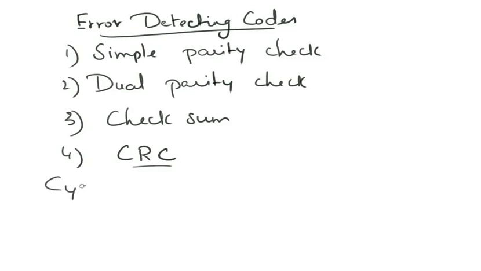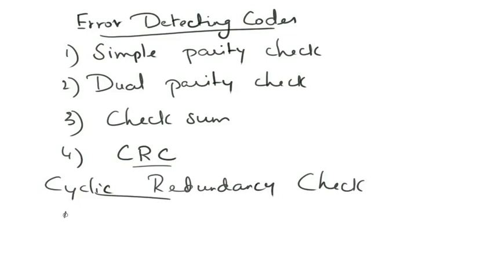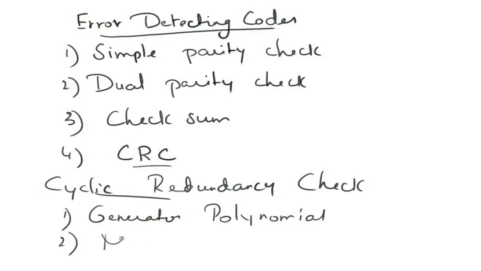So in this cyclic redundancy check, we need one generator polynomial. This generator polynomial is used as the divisor. Then we have the message to be transmitted. The message is the dividend.